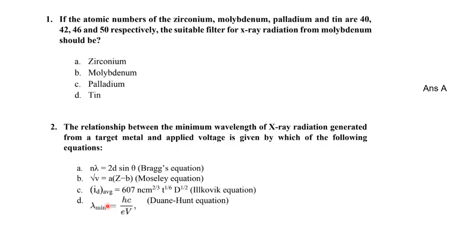Yes, D. Exactly. So this is the lambda minimum, that is the minimum wavelength of X-ray radiation generated with the applied voltage. This equation contains both lambda and the voltage. So that's why the Duane-Hunt equation will give the relation between the wavelength of the X-ray radiation generated and the applied voltage. So option D is correct.